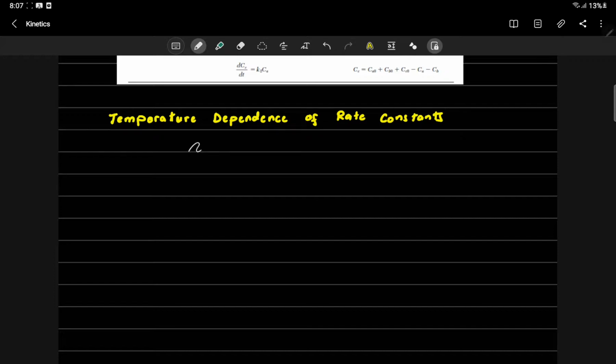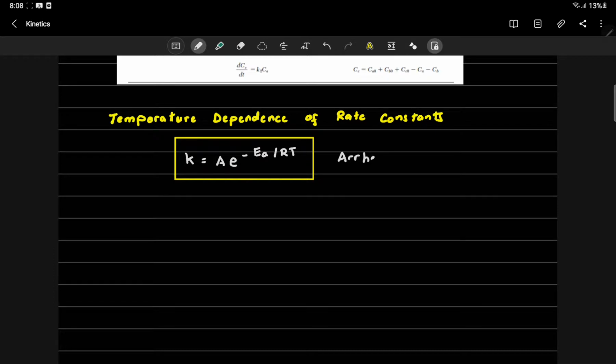So we have K is equal to a certain pre-exponential factor, no? E raised to negative E sub A over RT. Now, this equation is what is known as the Arrhenius equation or Arrhenius law. Right? Ang ibig sabihin lang nito, the rate constant changes with temperature. If you increase the temperature, mag-i-increase din yung rate constant.